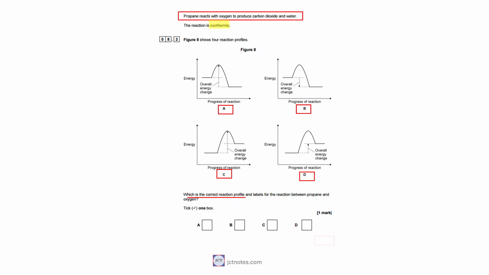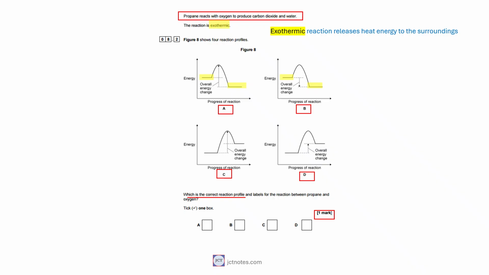This is worth 1 mark, but it tests 2 very important concepts: identifying an exothermic profile and identifying the correct energy arrows. The absolute first word you need to spot in this question is exothermic. An exothermic reaction is one that releases heat energy to the surroundings. Because energy is released, the products will always end up with less chemical energy than the reactants started with.